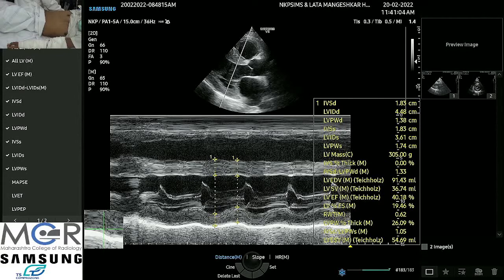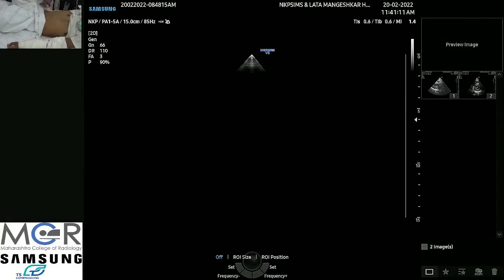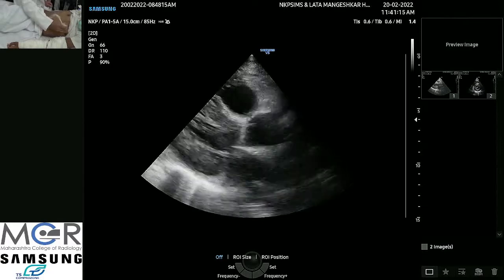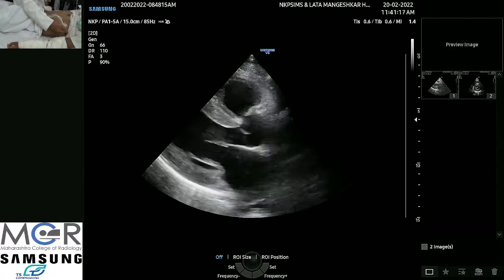But for that, the LV cavity should be normal, should be globular. Then only this is possible. So accordingly, this patient has severe left ventricular hypertrophy with reduced ejection fraction.